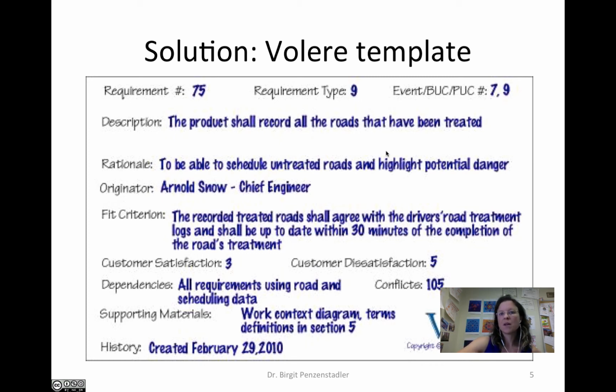If you recall from the lecture on challenges, disagreement on vocabulary or missing agreement on terminology is one of the top 5 problems in requirements engineering. So this one has been solved in section 5 of the document. And we do have a history, so we know that this requirement was created on February 29th in 2010.